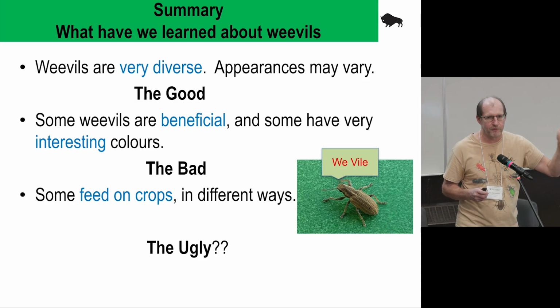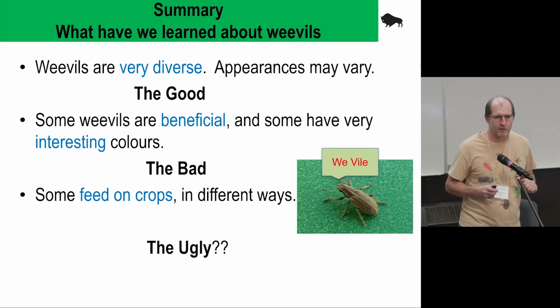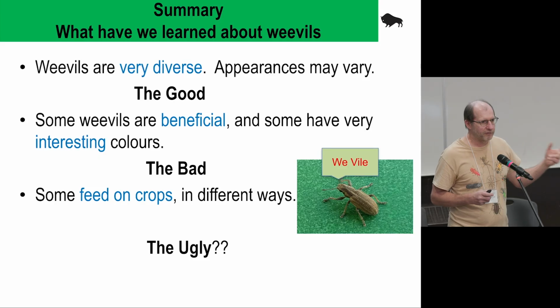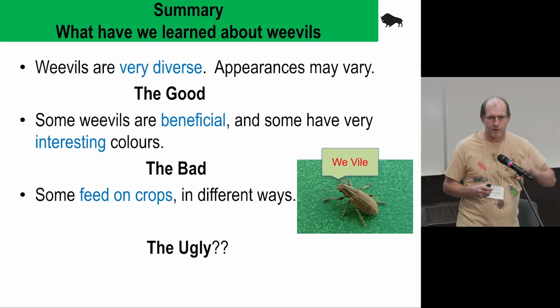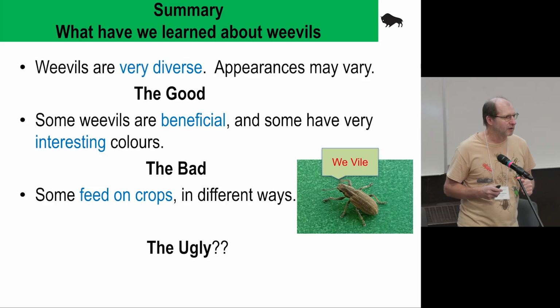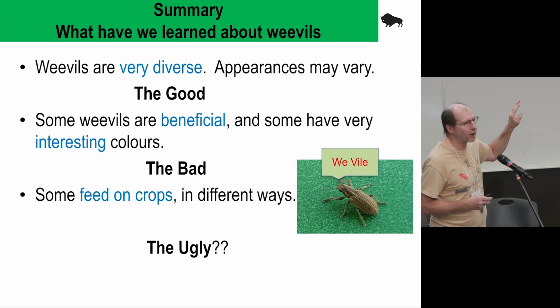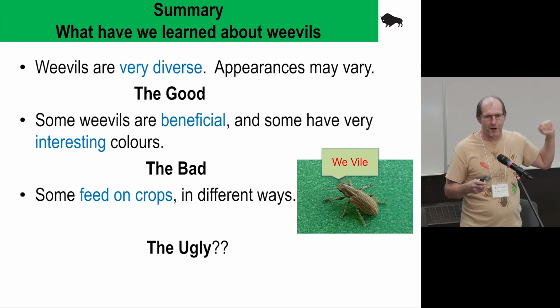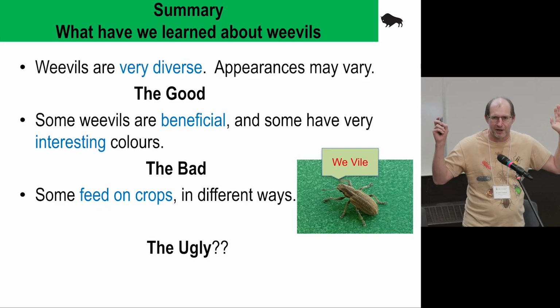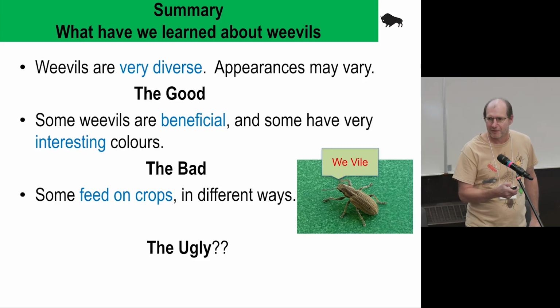You've got some that feed in the ground, like the pea leaf weevil on nodules. You've got some that feed up on the plant, like alfalfa weevil, and then you got some that feed right in the pods, right on the seeds, like cabbage seedpod weevil. And there are no ugly weevils, so I'll end with that. I've got nothing else to say.